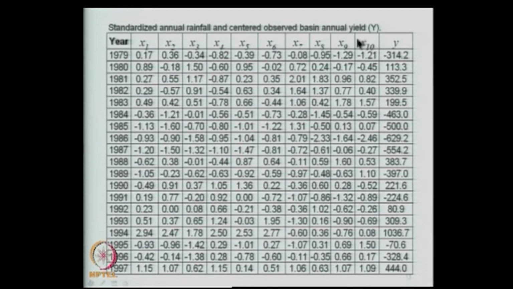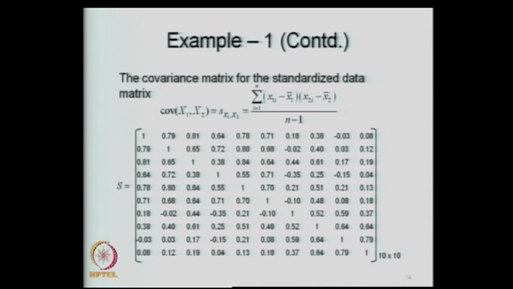Now, you focus on these sets of values x 1 to x 10; you have 19 values associated with each of them. We will obtain the covariance matrix for these 10 variables in preparation for our principal component analysis. So, how do we obtain the covariance?